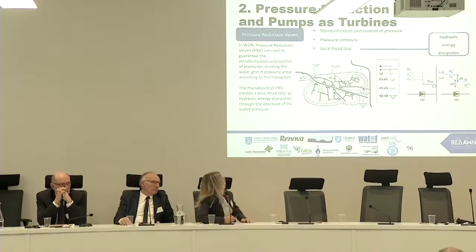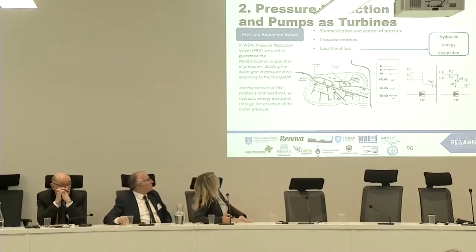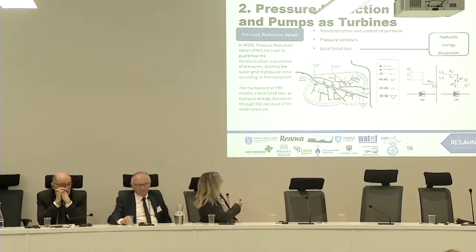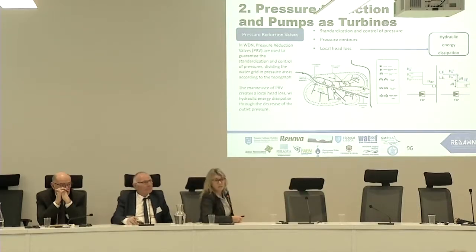In any water distribution network, we have, as we saw, different pressure reduction valves. They are used to guarantee the standardization and control of pressures. As we can observe here, this is a scheme of a DMA, a district meter area, to control some levels of pressure in our system, dividing the water grid in pressure areas according to the different topography.